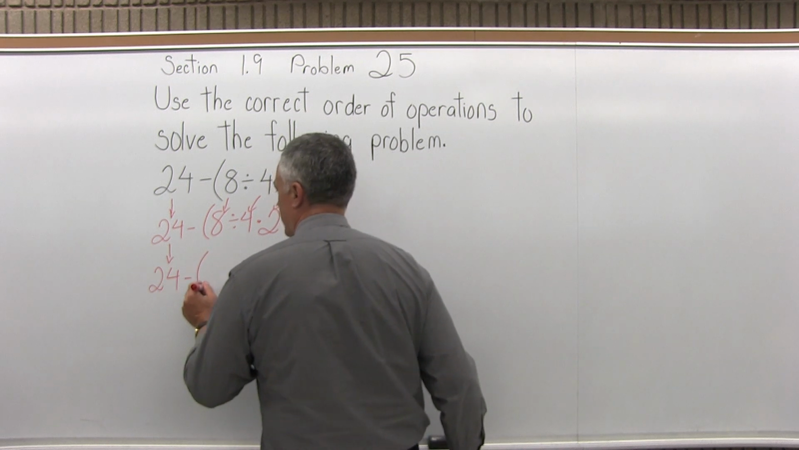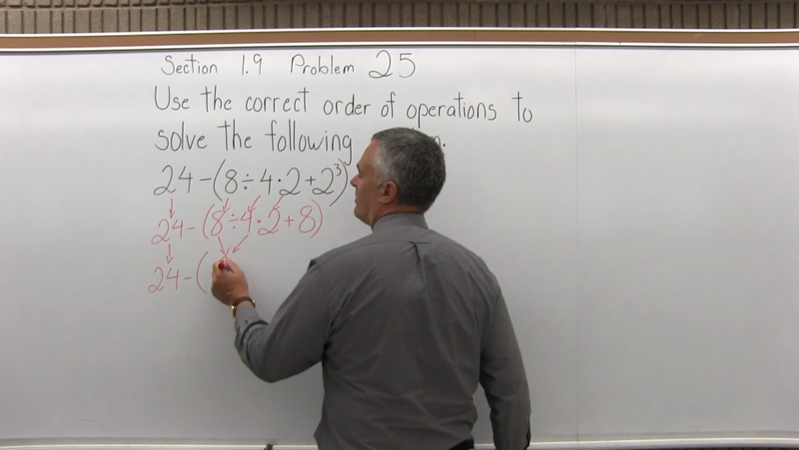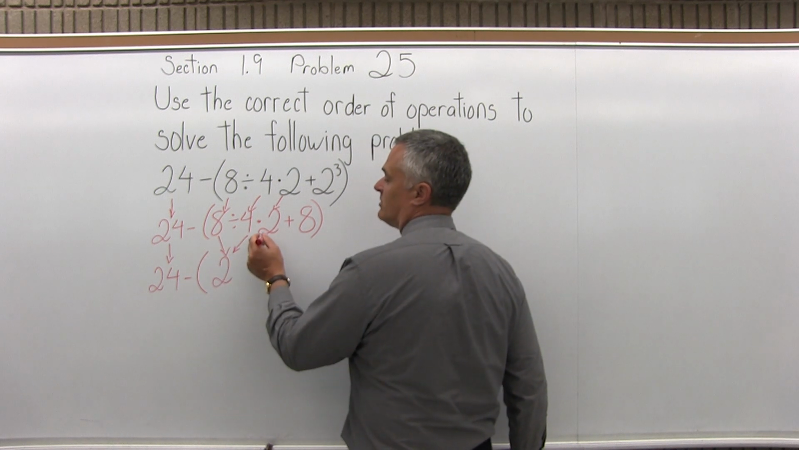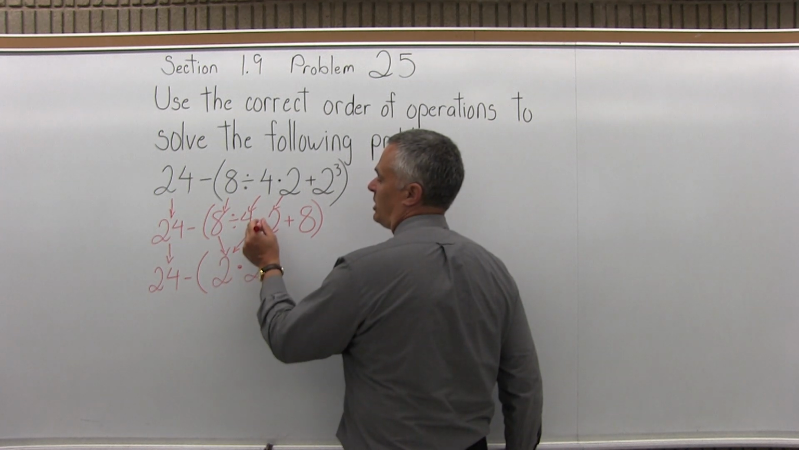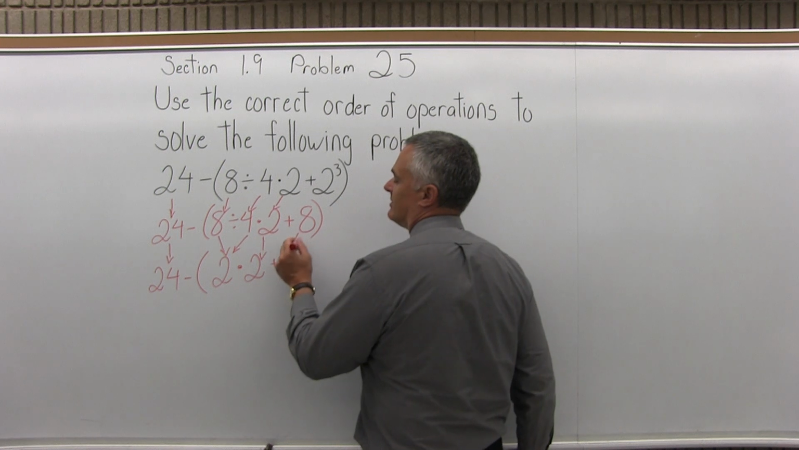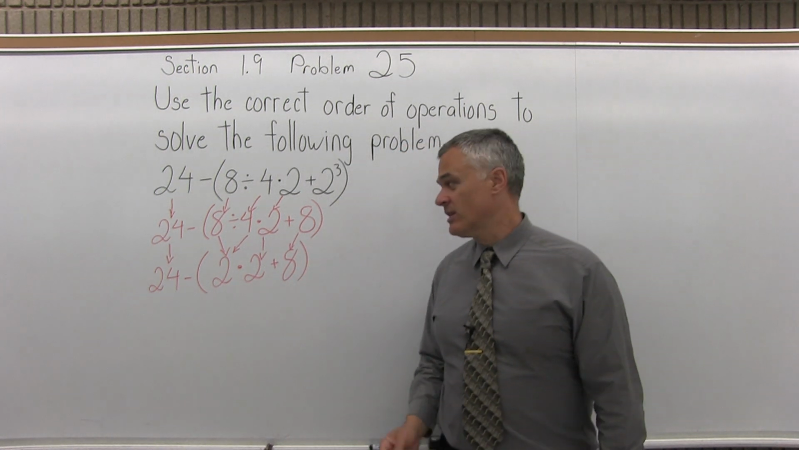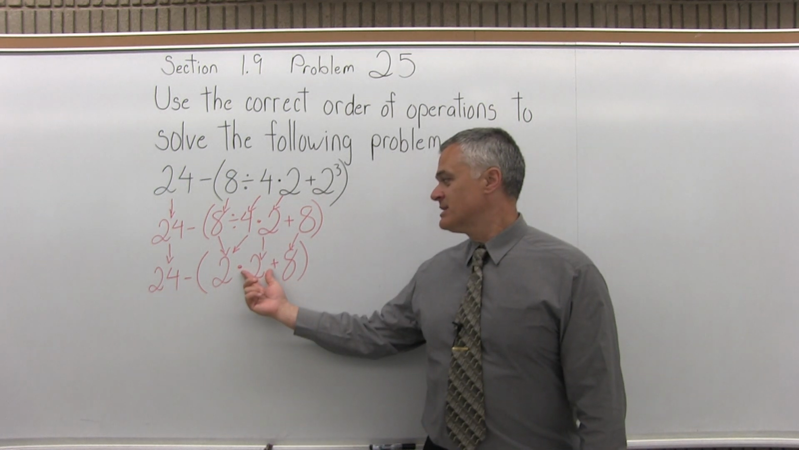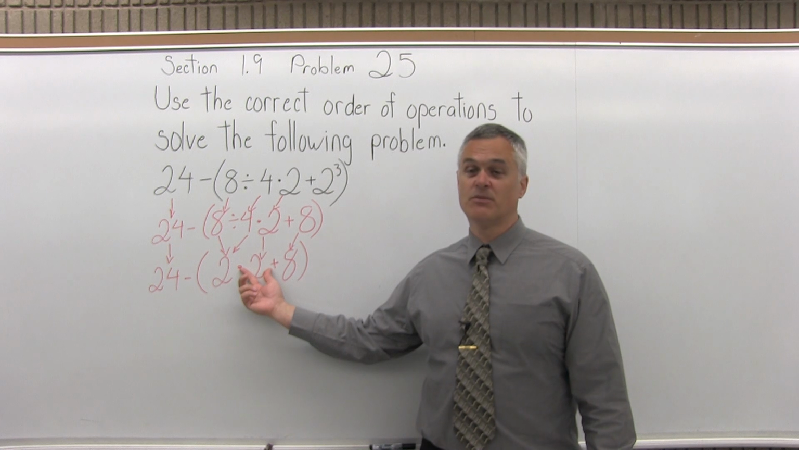Minus, I'll still have my parentheses, but the 8 divided by 4 will become a 2. 8 divided by 4 is 2. The other 2 next to it will come down, and that's multiplied, and then I have plus 8 on the end. So I did the division. Now I still have work in the parentheses, but inside the parentheses I have a multiply and an add, and the multiply has to always be done before an add.